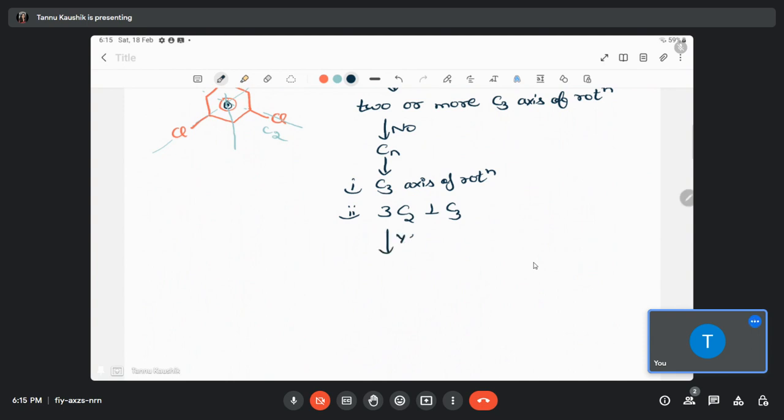Okay. So this condition is fulfilled. Then do we have a horizontal plane? Yes, we have a horizontal plane. That is the molecular plane in this case. So the point group is a DnH point group.